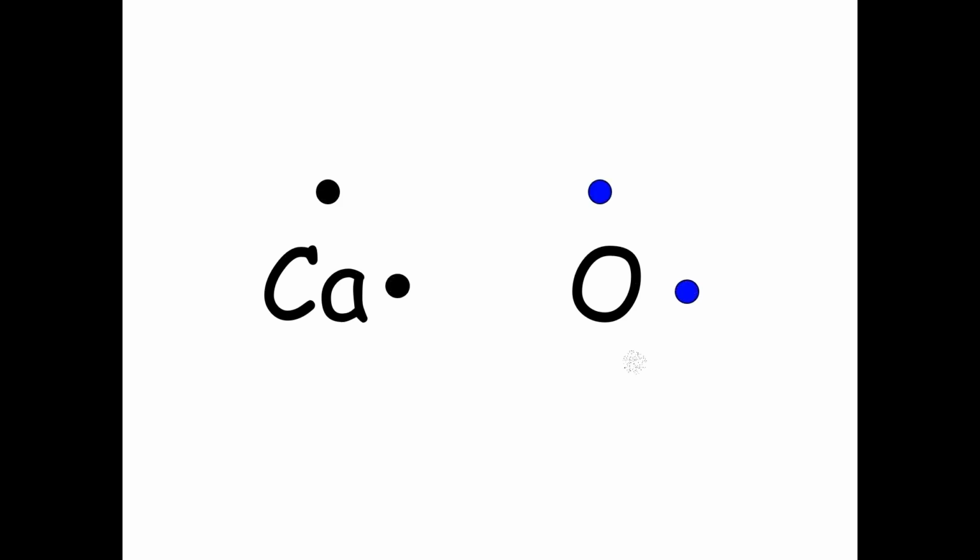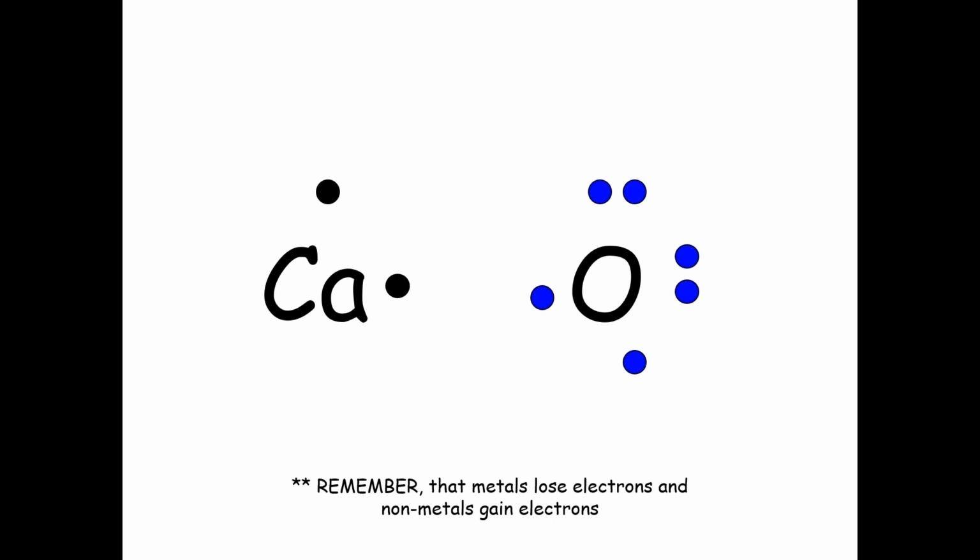So why is it that we only need one calcium atom and one oxygen atom to form this compound? Well, we know that calcium has 2 electrons in its outer valence shell, and oxygen has 6. And so, remember, the metals are going to lose electrons to the nonmetals.